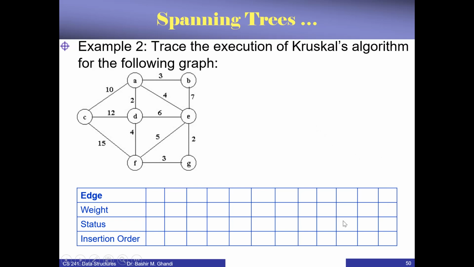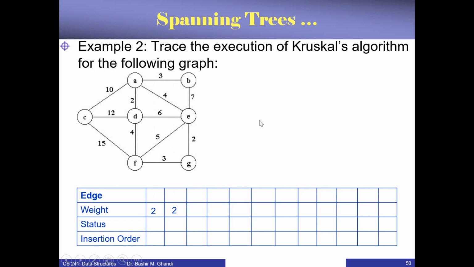Okay. Now the first thing, as the algorithm says, is to sort your edges according to their weights. Looking at this graph, you can see that the smallest weight you can find is 2. And there are 2 edges with 2, AD and EG. So you're going to have them first in your sorted list.